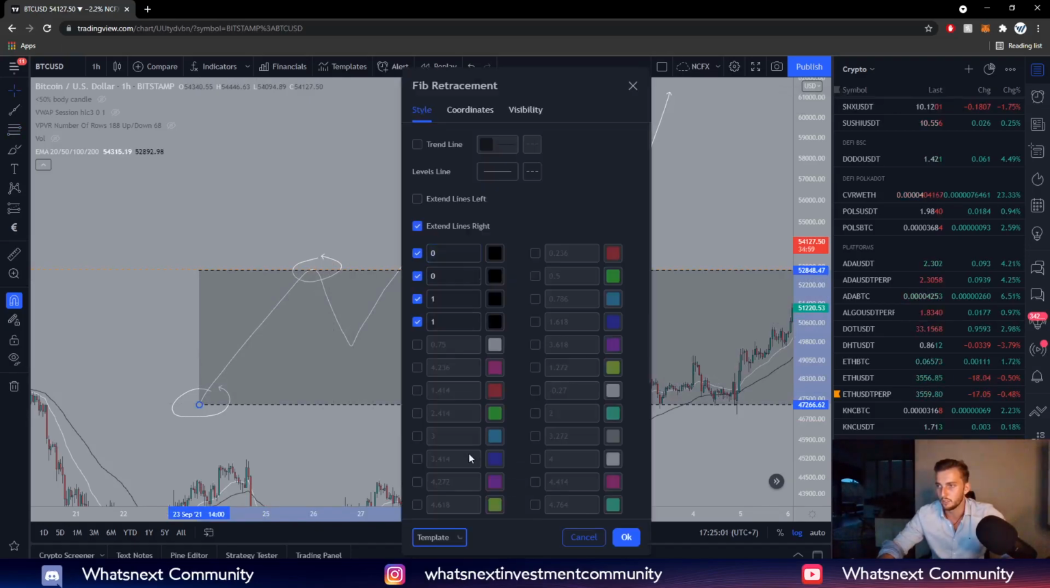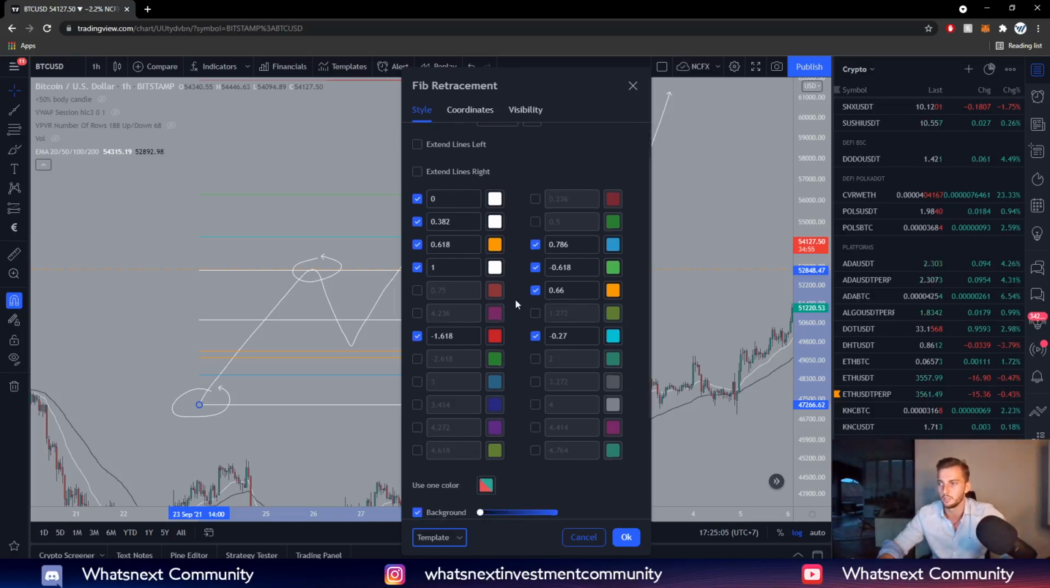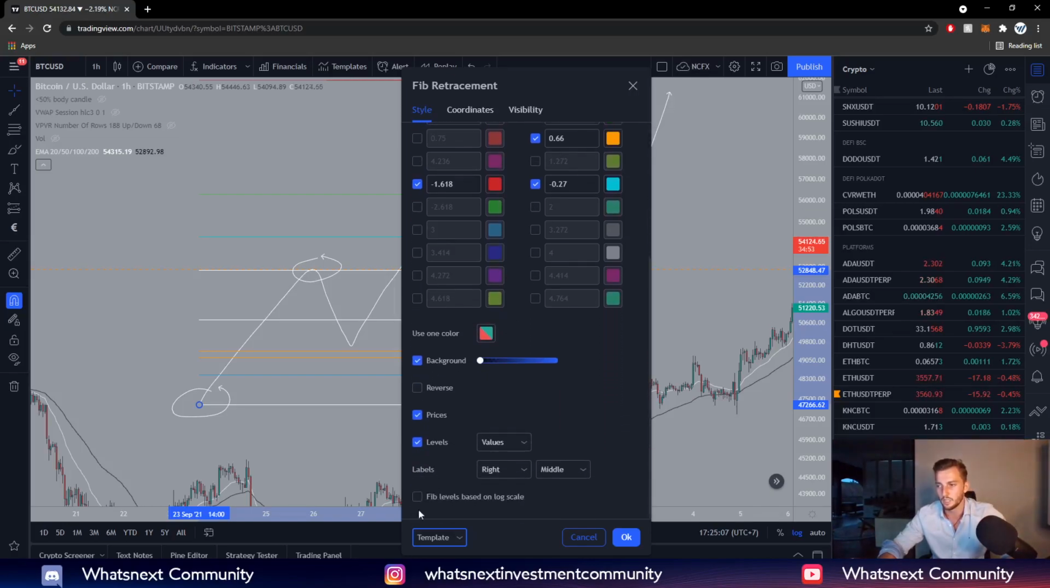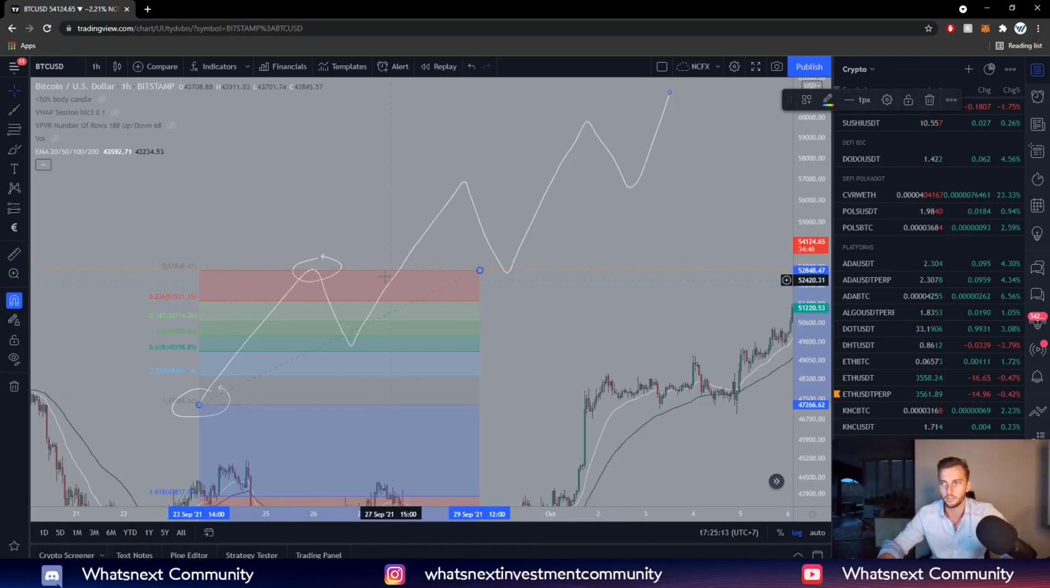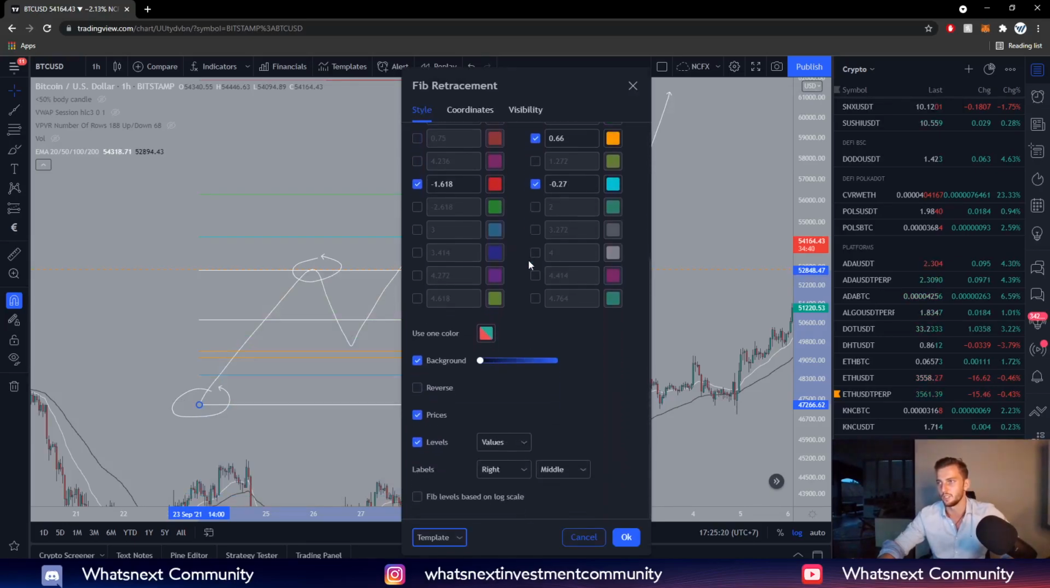I use these settings for my Fibonacci Retracement tool, so you can try to copy these settings. If you're not using these settings, your Fibonacci Retracement tool will look like this. This looks like a rainbow Picasso. I like to have it a little bit more clear, so I use these settings that you'll see right here.